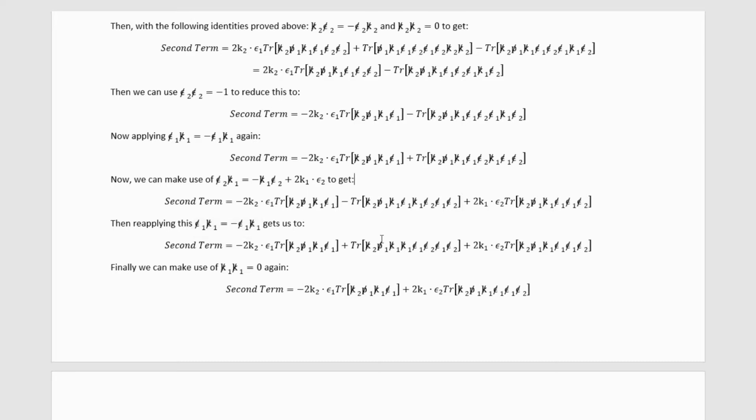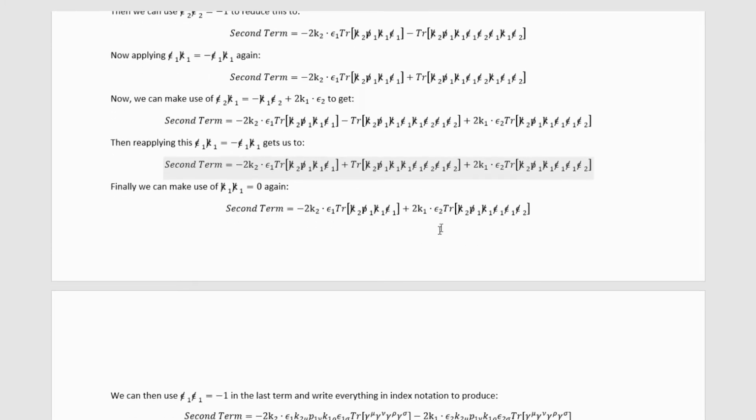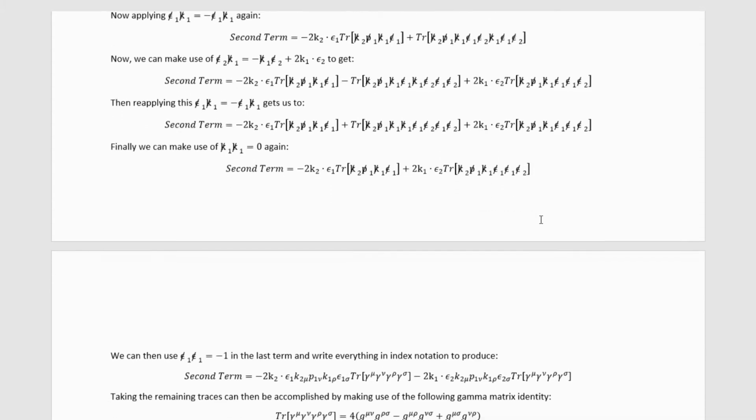But anyway, reapplying this to this term here, we get from here to here, again at the cost of a minus sign. Then we can apply this identity to this product here to get rid of this term entirely, and now we no longer have traces on a total of 8 gamma matrices. There are only terms with traces on up to 6, so we've made some serious progress.